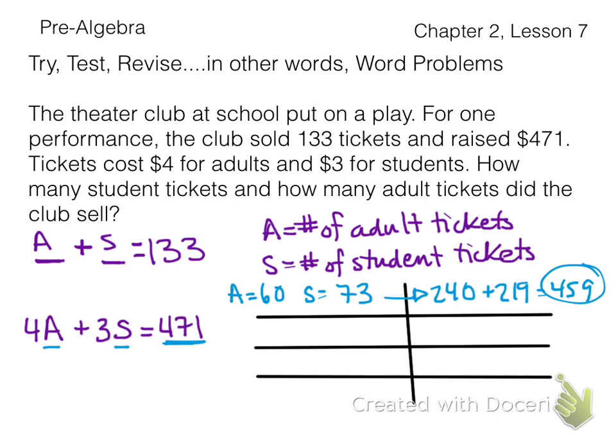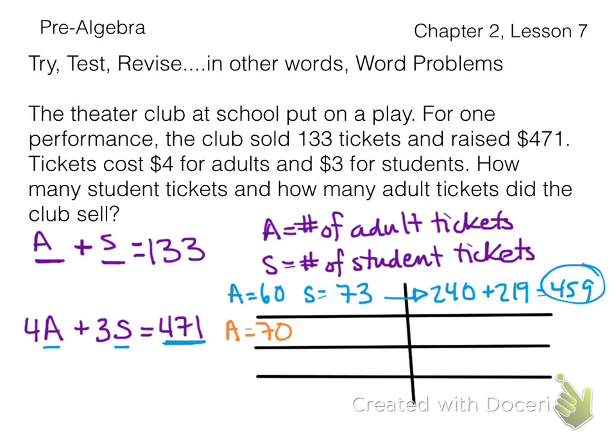Well, that is not enough, because 459 is close to 471, but not on the dot. So I'm going to try a different number. Since I need to get bigger, I should probably get more adult tickets because the adult tickets cost more. I don't want more student tickets because they cost less. So I should up my adult tickets. So I'm going to say, how about 70?